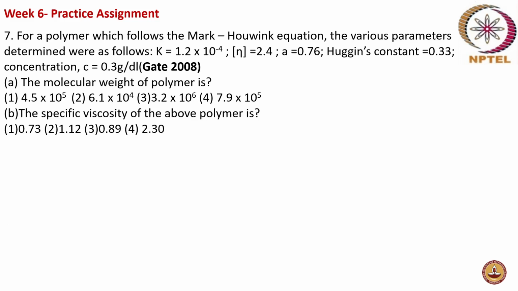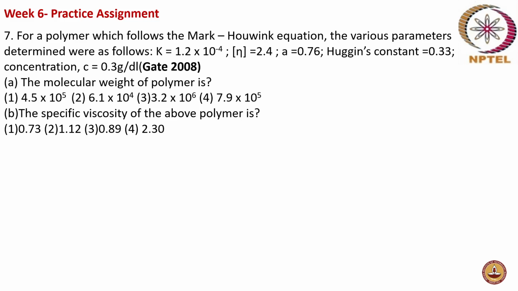Let's go to question number 7. This is again a GATE question. For a polymer which follows the Mark-Houwink equation, various parameters determined were as follows. K is equal to 1.2 into 10 power 4. Eta is equal to 2.4. A is equal to 0.76. Huggins constant is 0.33. And concentration is 0.3 gram per deciliter. So what is the molecular weight of the polymer? Is it 4.5 into 10 power 5, or 6.1 into 10 power 4, or 3.2 into 10 power 6, or 7.9 into 10 power 5? Question number 2 is, what is the specific viscosity of the polymer? Is it 0.73, 1.12, 0.89, or 2.3?